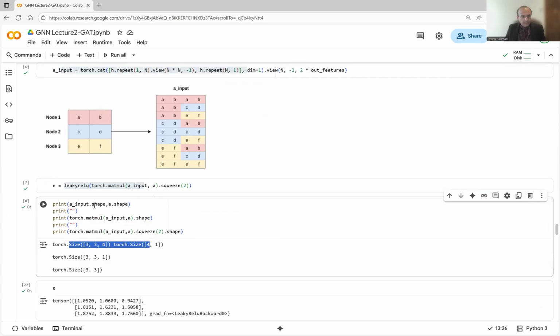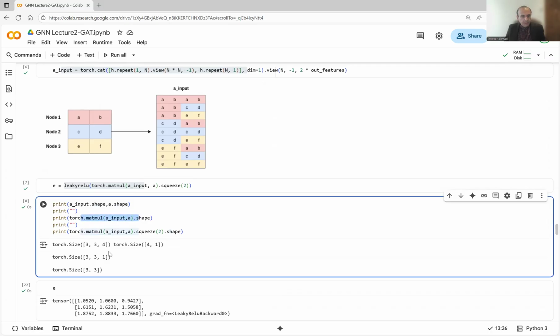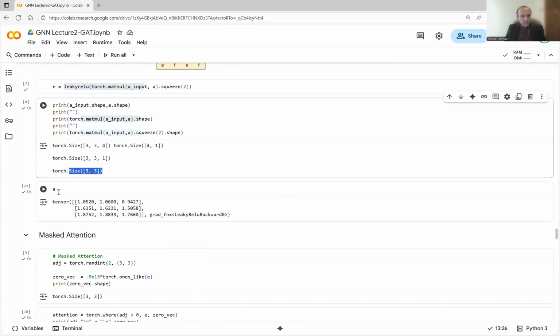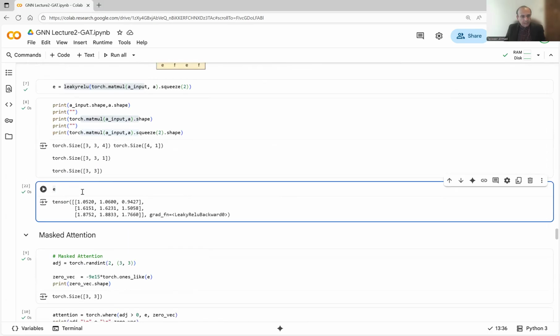So we print the shape of input and shape of E. Input has a shape of 3 by 3 by 4, and attention has a shape of 4 by 1, and when we multiply them through math, we get 3 by 3 by 1, and then we squeeze them to a dimension of 3 by 3. So this is the E matrix.